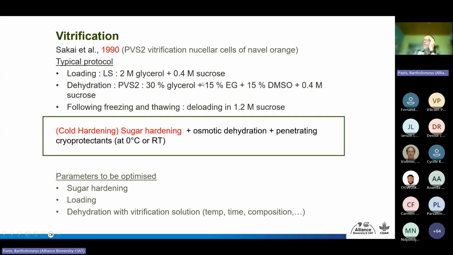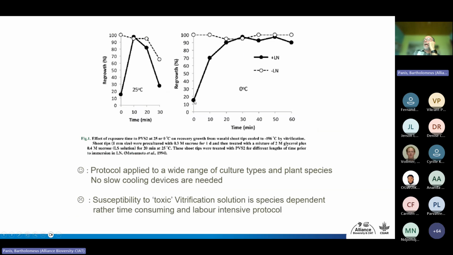So this was a real revolution because it's a simple methodology, and later on we have proven that it can be applicable to all kinds of tissues. So this is really one of the bases of plant cryopreservation for the moment. But of course, again, you need to optimize a lot of parameters. With this methodology, it's not so much the cooling rate that is important because you do extremely fast cooling, but the exposure time to this vitrification solution.